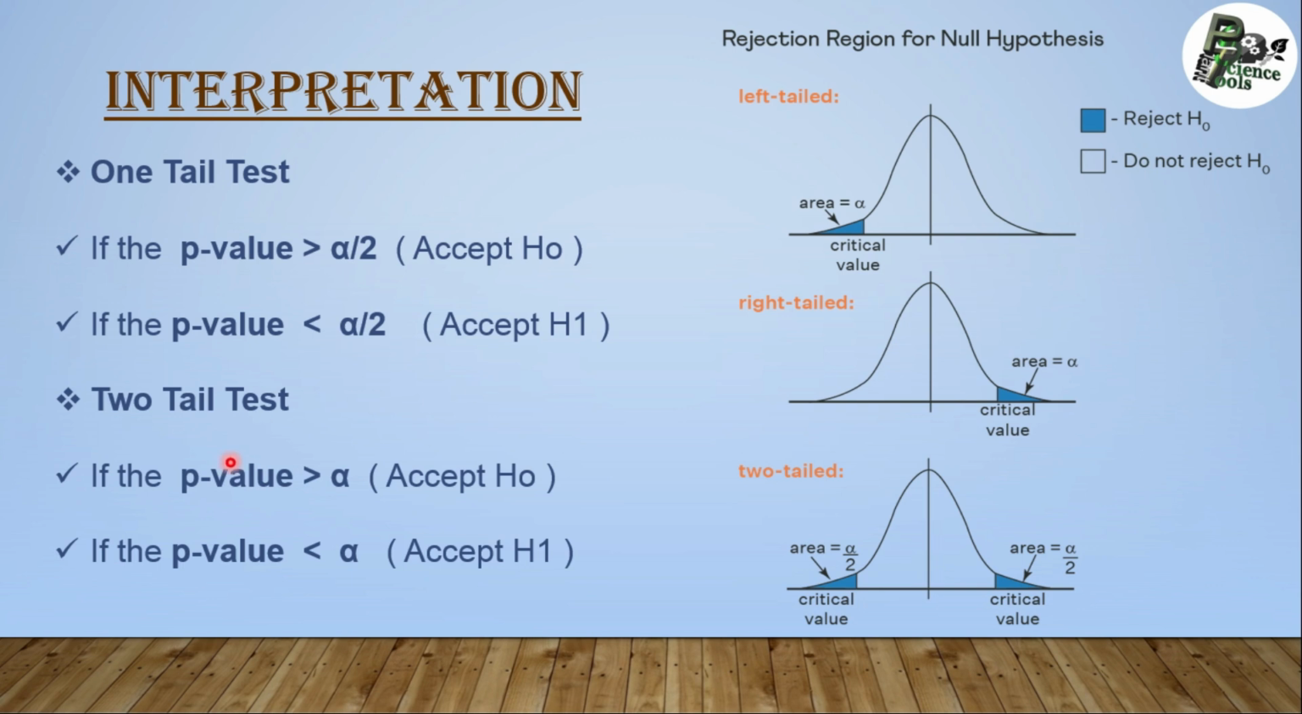In the two tail test, if the p-value is greater than alpha, we will accept our H0, meaning we will accept our null hypothesis and reject the alternate hypothesis. But in the second case, if the p-value is smaller than the alpha significance level, then we reject our null hypothesis and accept the alternate hypothesis. So this is all about the interpretation of the Z test.